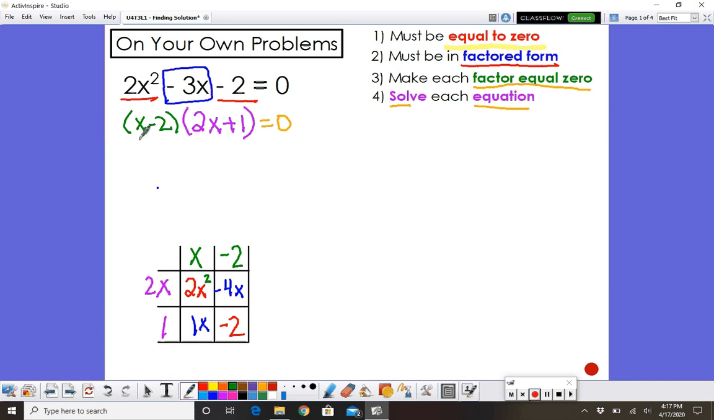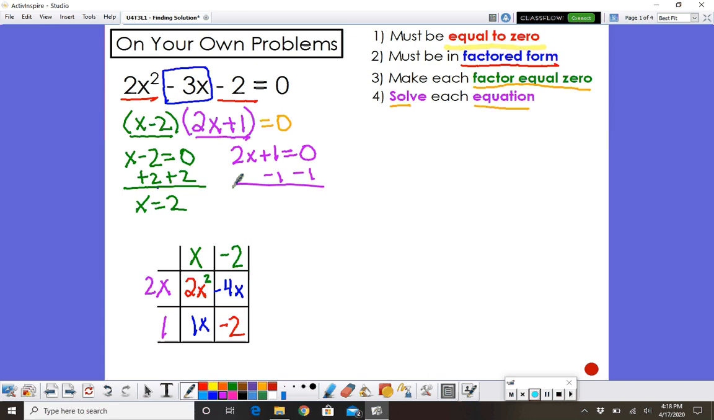So I'm going to take this first factor, x minus 2, make it equal to 0, and then I usually just go right ahead and solve it. So x could be +2. And then I'm going to take my second factor here, 2x plus 1, make it equal 0, and then I'm going to solve it. So subtract your 1, so we get a -1, divide by 2, and we get x equals -1/2.